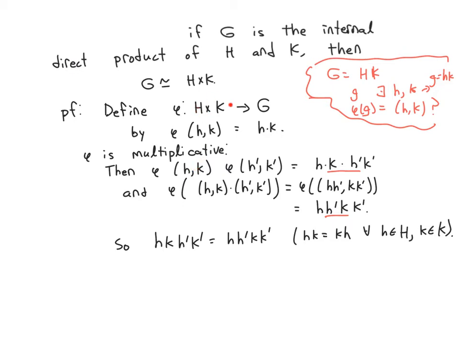Take two elements in the domain, they're ordered pairs, where the first coordinates are in the first group, H, the second coordinates are in the second group, K. So I'm going to call the first coordinates h and h prime, the second coordinates k and k prime. Then phi of (h,k) times phi of (h prime, k prime). By definition, phi of (h,k) is h times k. Phi of (h prime, k prime) is h prime times k prime.